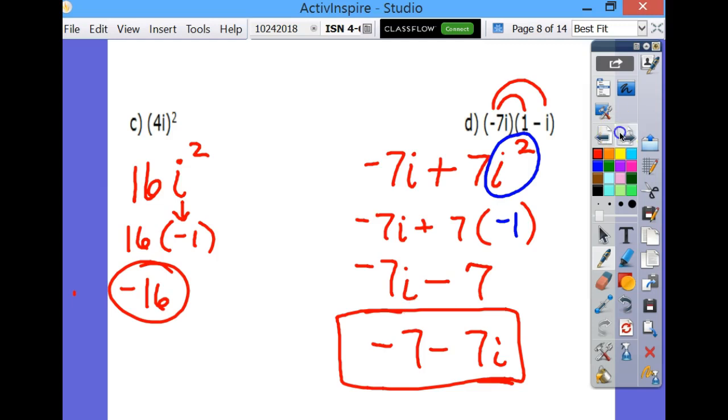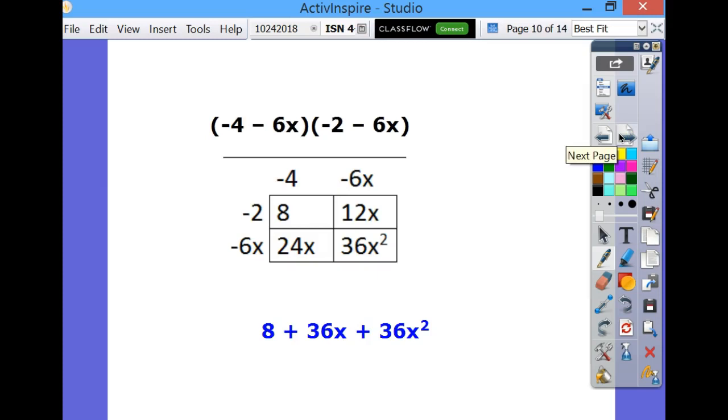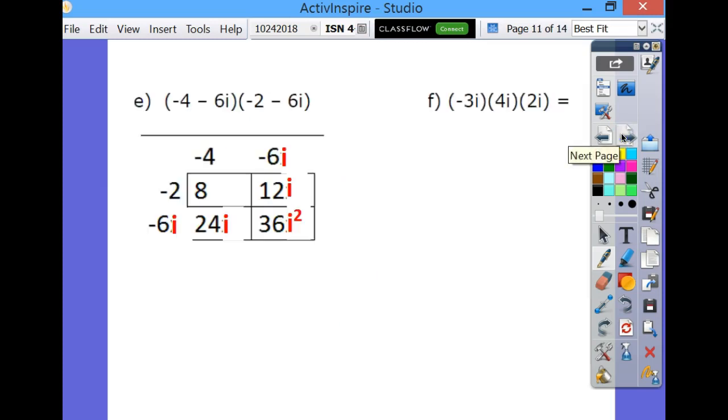What are you going to do to solve the next problem? Before we get to the next problem, if I had a problem like this, how am I going to solve it out? What would I do? What method? I would use a box problem. So how are you going to solve part E? What are you going to do for problem E? So same kind of problem, except it has i's instead of x's. So you're going to multiply it out using a box problem.